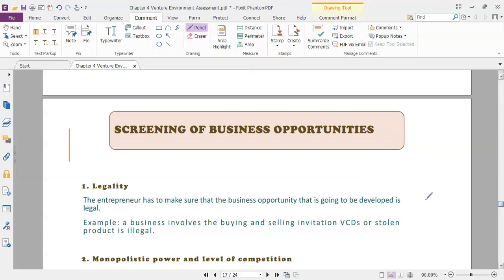Legality. The entrepreneur has to make sure that the business opportunity that is going to be developed is legal. Legal means that in terms of the location, the location must be legal, and you must also submit the form for a license to, for example, the Majlis Perbandaran, to make it legal.